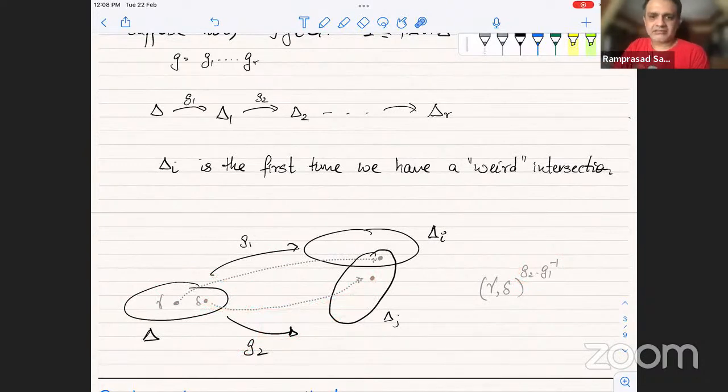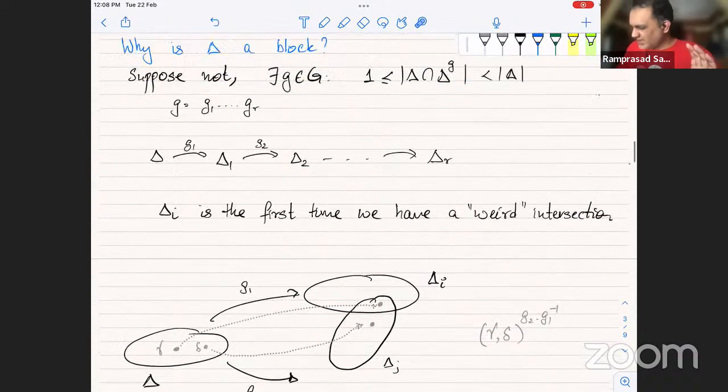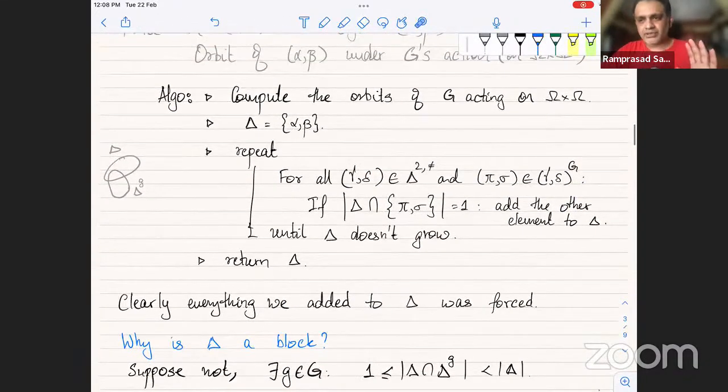So that is a proof to sort of say why whatever the algorithm outputs is indeed a block. So is this okay? It's not very different from an orbit computation. It's just that we are keeping track of pairs and the group acting on both the elements simultaneously in some sense.